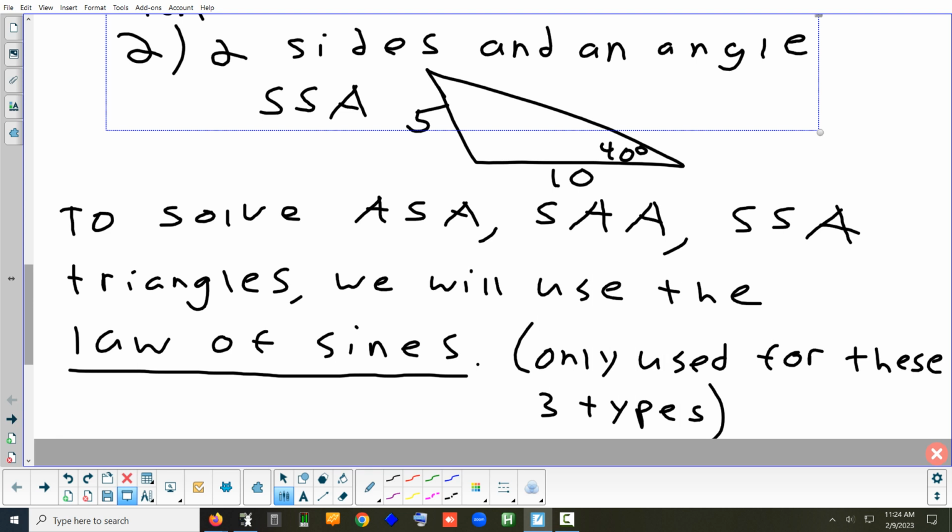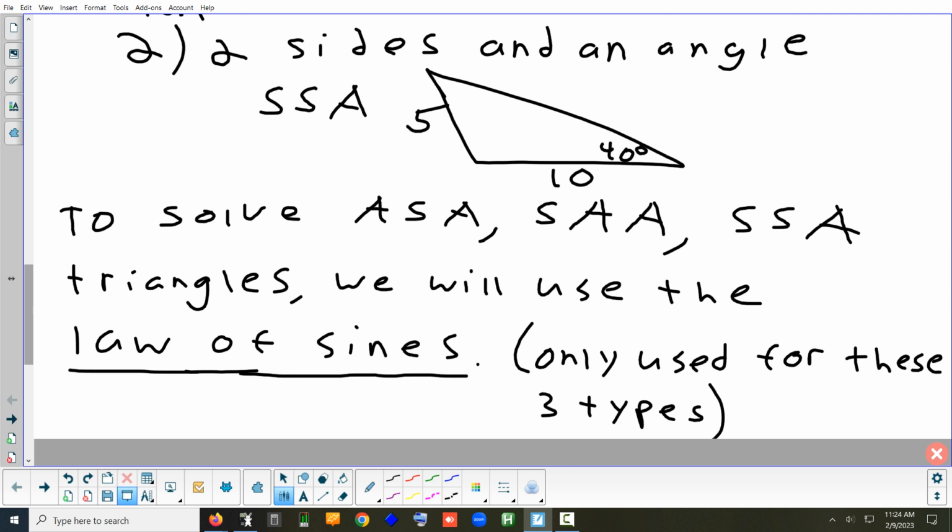Now, no matter what type of triangle you have, the angle, side angle, or side angle, those three problems all use the law of sines. And if you wonder what other type of triangle there is, well, there's side, SSS, and then there's SAS, side angle side.